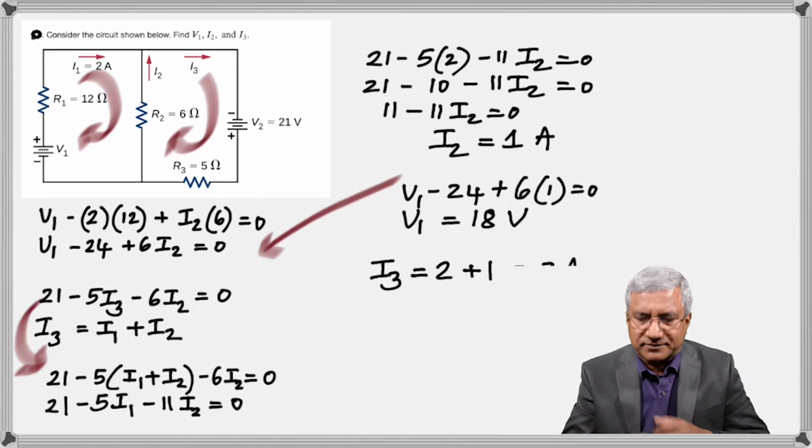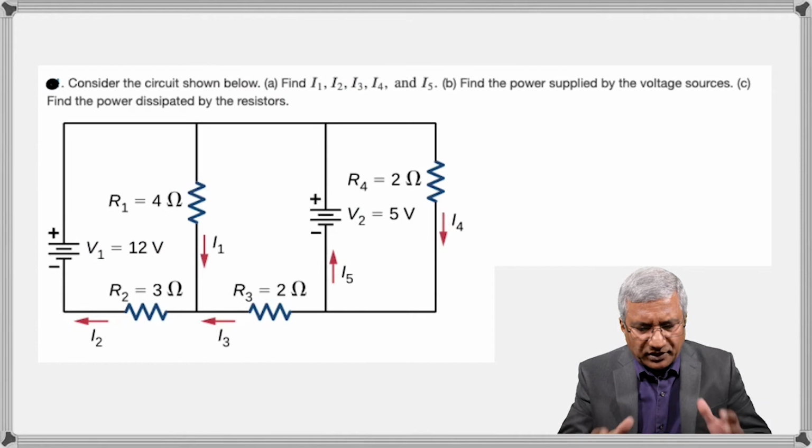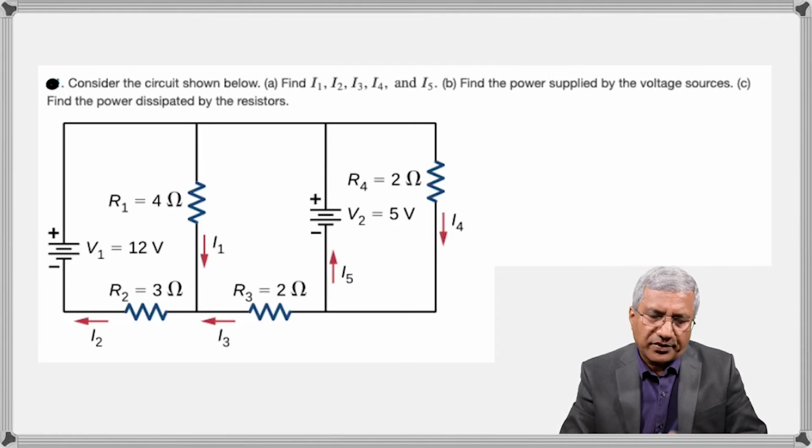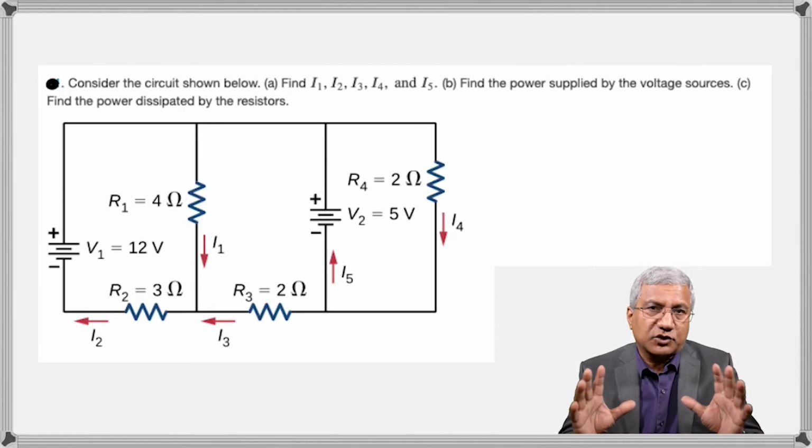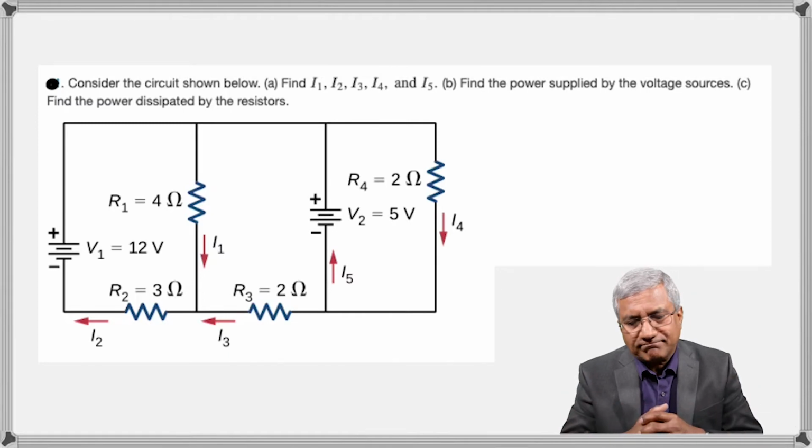Shall we move on? We have another circuit here. Consider the circuit shown below. Find I1, I2, I3, I4, and I5. So now there are 5 currents to be calculated. And find the power supplied by the voltage sources. Also find the power dissipated by the resistors. So now we have at least 3 loops, and we have to find all these currents.